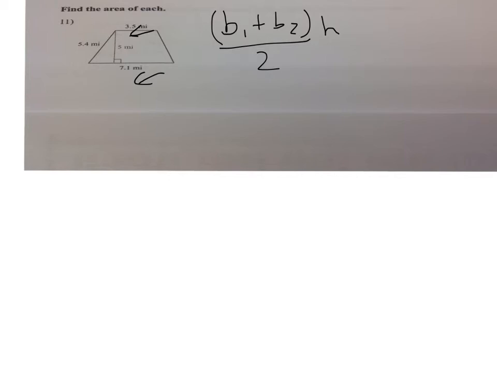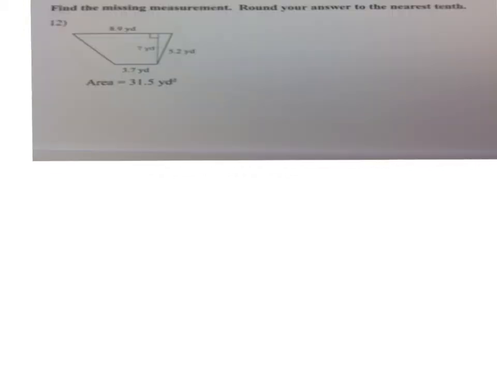It's a version of base times height, right? But I have to get the average of the b's. That's the B1 plus B2 divided by 2 part, right? So simply that, it's 3.5 plus 7.1. Go ahead and add those up, divide by 2, and then multiply that by 5. The 5.4 is meant as a distractor. You don't need that number. And that'll be your total area, so miles square on that. I'll let you crunch the numbers.